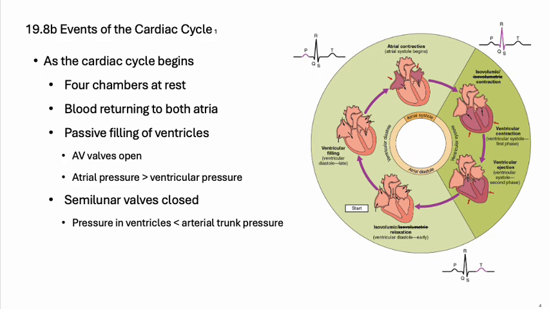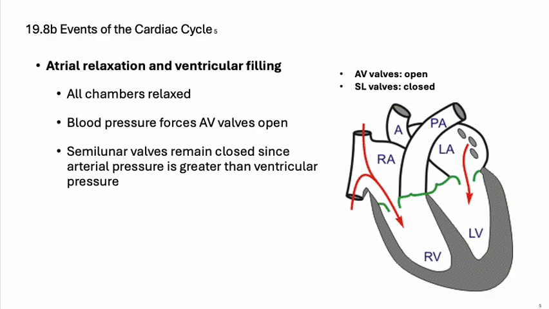So the very first phase is called atrial relaxation, right, and ventricular filling. So what this means is that our atria are relaxed and our ventricles are filling, right? So our atria are relaxed and blood is flowing into the ventricles, that must mean that our tricuspid and bicuspid valves are open, right? So you can see here, this is our tricuspid valve, this is our bicuspid valve. Both of those valves are open, and as a result, blood is flowing through them into the ventricles, right?